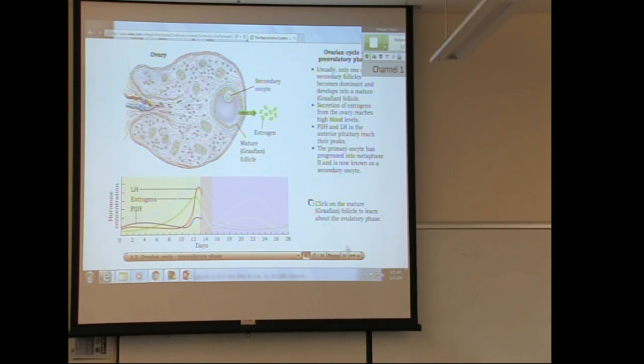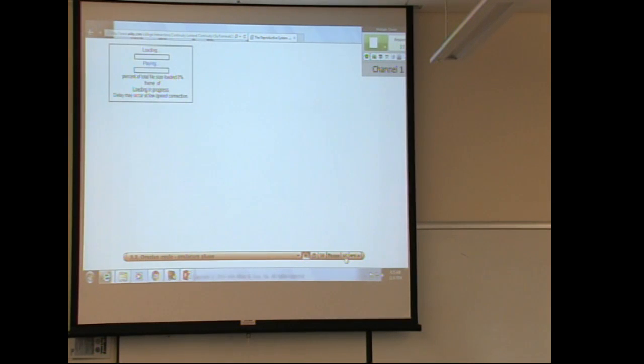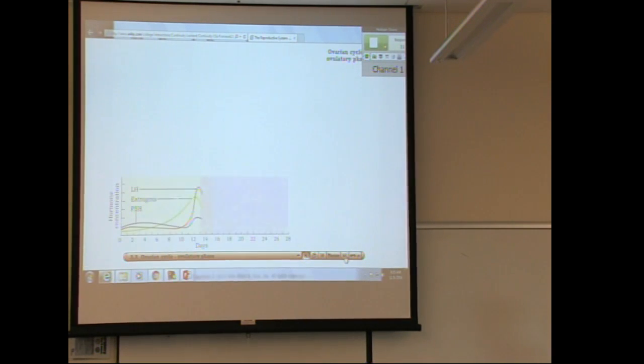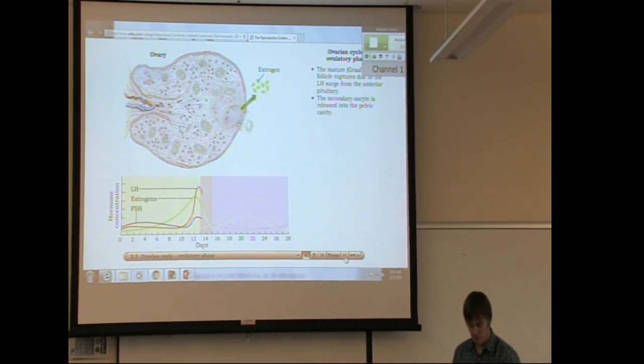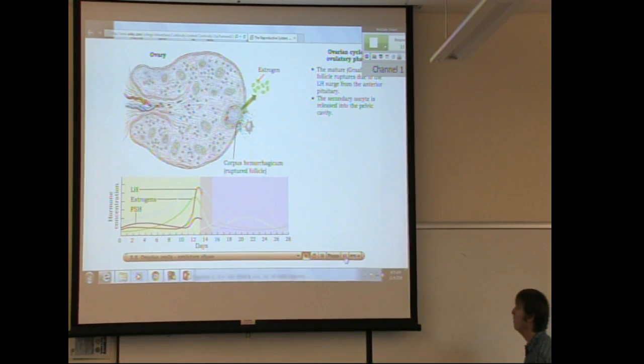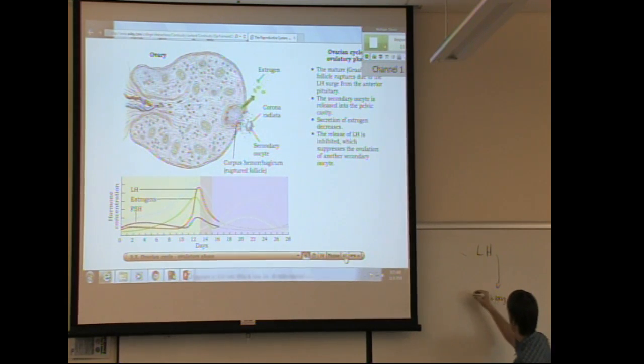Great. So next up is ovulatory phase. The luteinizing hormone surge signals the mature follicle to rupture and release the secondary oocyte into the pelvic cavity. Secretion of estrogen decreases, thereby inhibiting the release of luteinizing hormone, stopping the ovulation of another secondary oocyte.